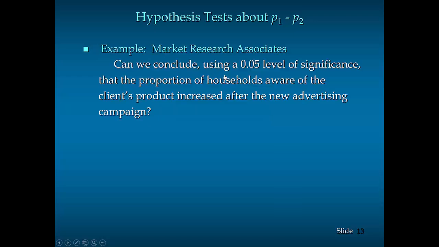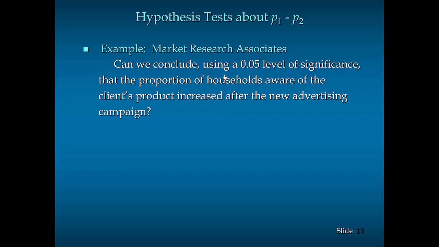Right. So we'll go back to the same example, but this time we'll do a hypothesis test instead. We'll walk through the 5 different steps that the book walks you through. Can we conclude using alpha equals 0.05 that the proportion of households aware of the client's product increased after the new advertising campaign? So when we did the interval estimate, we were doing a two-tailed test, which asked, did it change? It did not change because 0 was in the interval estimate.